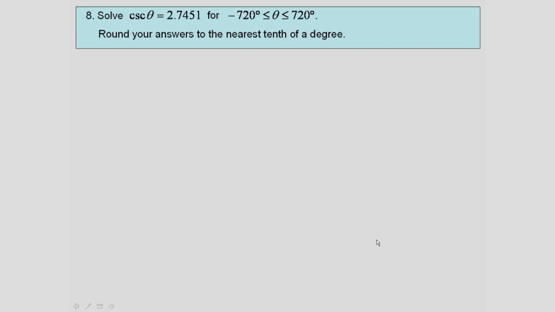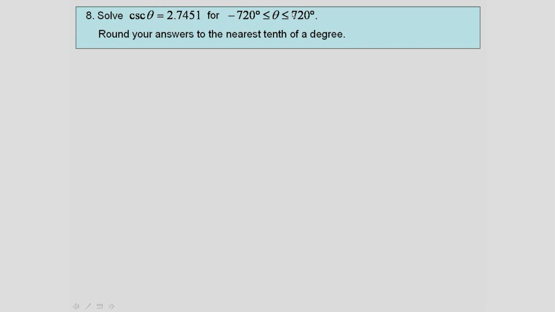What do we need to do for question number 8? Solve, it's a trig equation. The cosecant of theta is 2.7451. So we have to find theta. And we're told that theta can be any value between negative 720 degrees and positive 720 degrees.